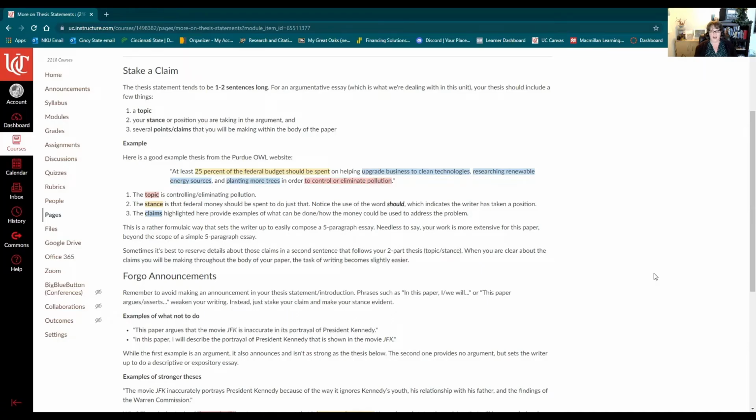So to clarify, your thesis statement needs to have a few parts to it, and it's usually 1 to 2 sentences long. For an argumentative essay, which is what we're dealing with in this unit, your thesis should include a few things. So you're going to have a topic. You're also going to have a stance, or the position that you're taking within that argument. And then ideally, you will have several points or claims that you will be making within the body of the paper.